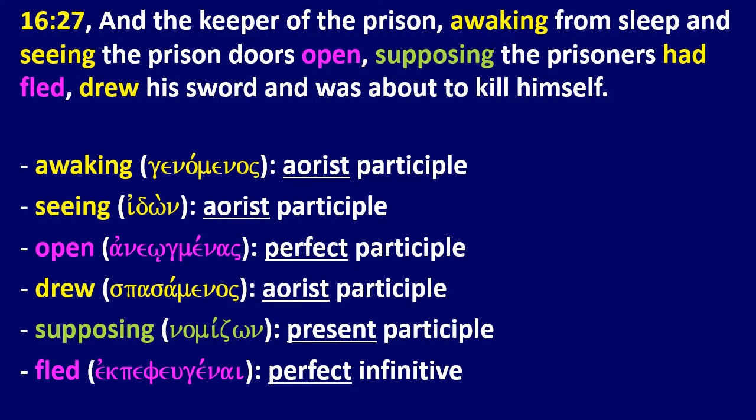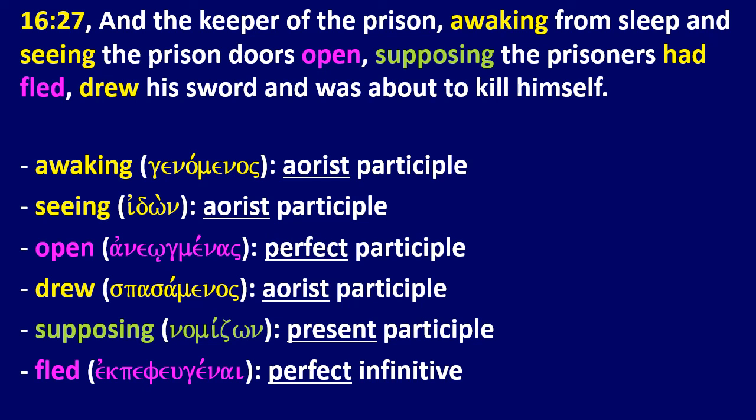Now we have a couple of perfects used to, again, really bring a couple of points to the forefront of the story. And the keeper of the prison, awaking from sleep and seeing the prison doors open, supposing the prisoners had fled, drew his sword and was about to kill himself. Now it's true that open doors and fled prisoners help form the main point of this story. It's not just background information, but it's prominent information that's going to lead to the unfolding of this story that helps set the context again for this Philippian jailer getting saved.